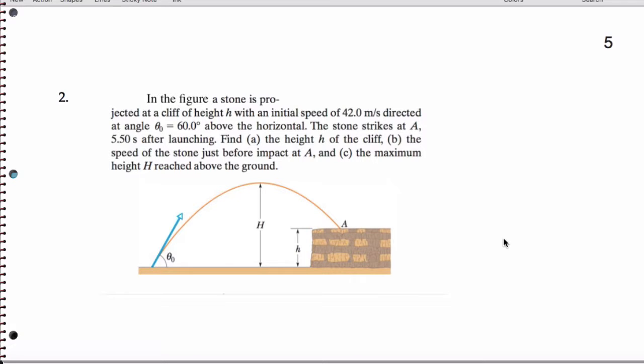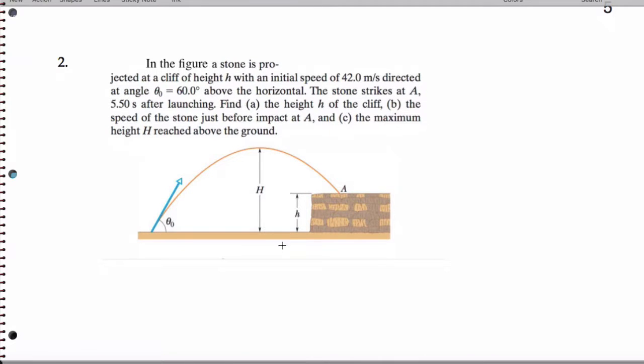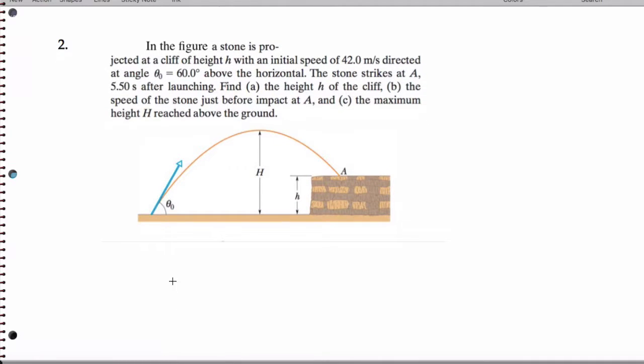So this problem involves projectile motion. And what I'd like to do is show you how to use the projectile motion formulas to solve problems where you don't have all the data. So first, let's get the hang time.